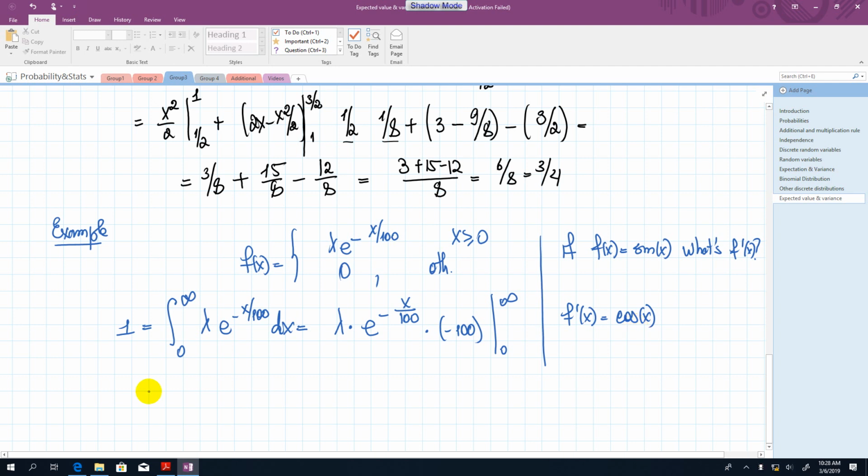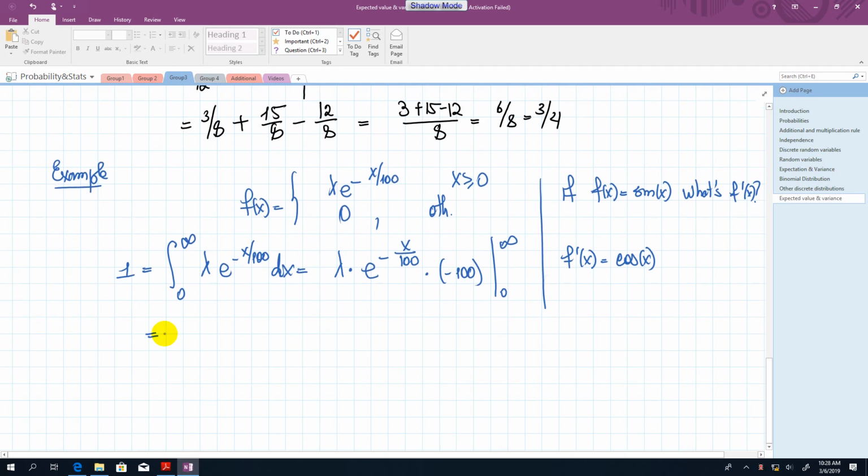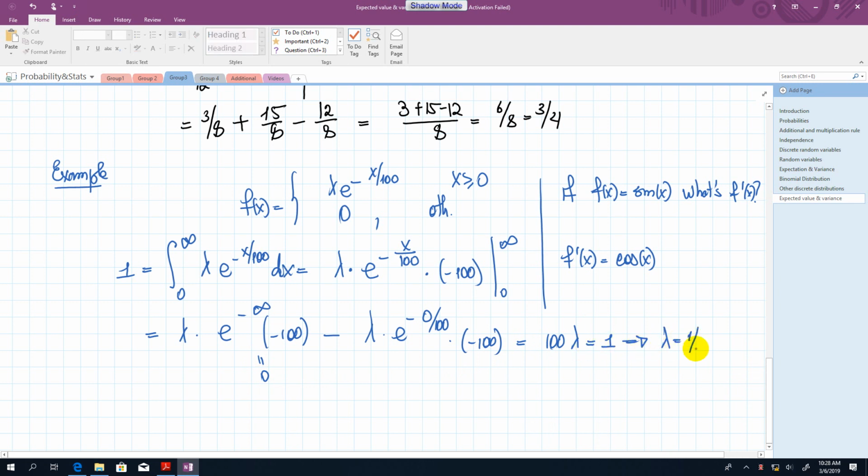So according to the Newton-Leibniz formula, this will be lambda multiplied by e to the power of minus infinity, multiplied by minus 100, minus lambda multiplied by e to the power of minus 0 over 100, multiplied by minus 100, right? So this term is equal to 0. Then we will get 100 lambda, right? That's it. So this is equal to 1. So that is why lambda is equal to 1 over 100.